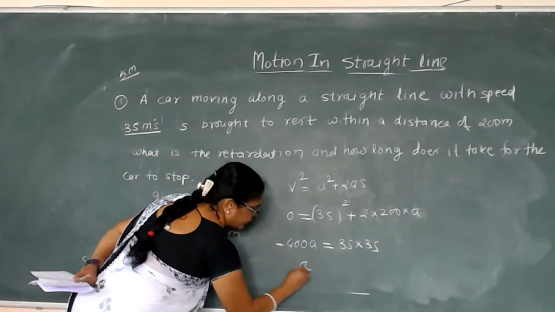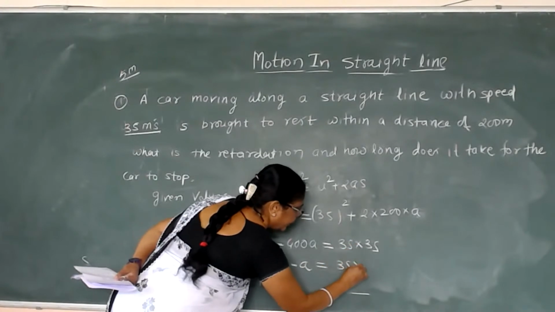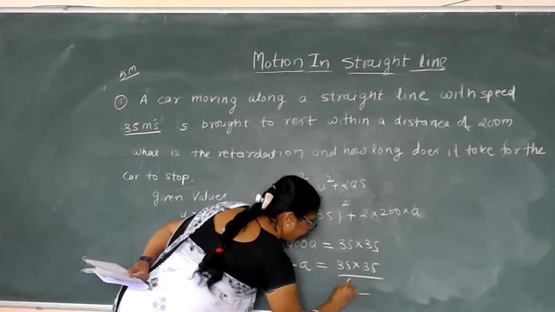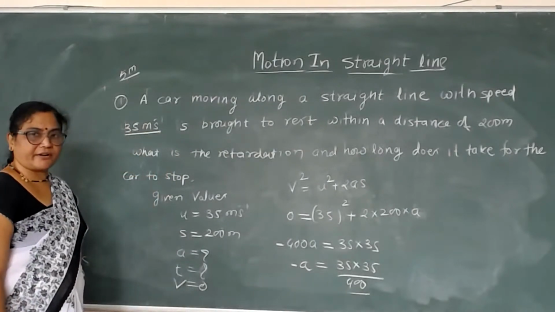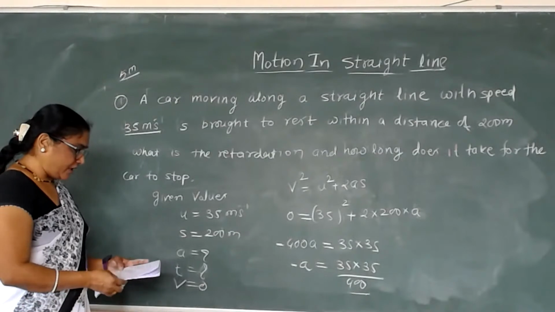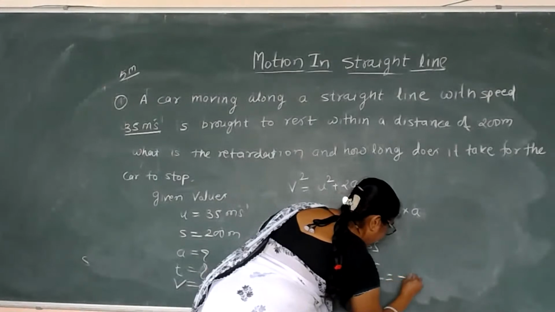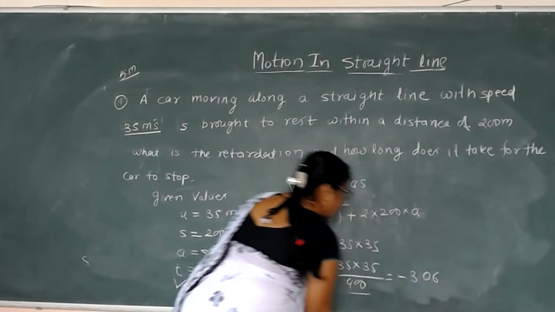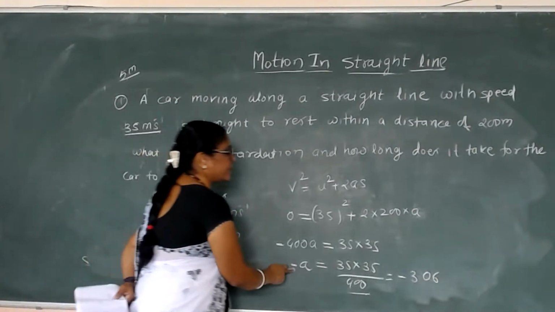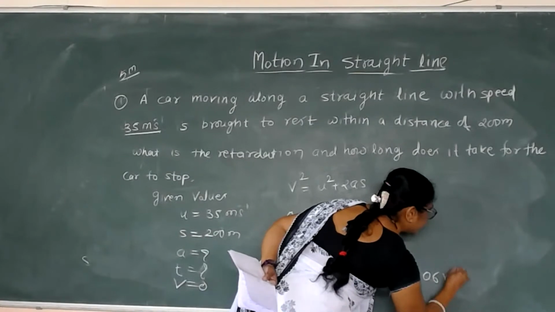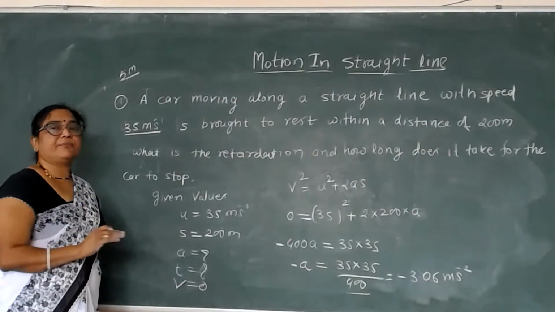Therefore, a is equal to minus 35 into 35 divided by 400. Calculate this and we get the answer minus 3.06. So here, what is the unit given? That is meter per second. Therefore the acceleration is equal to minus 3.06 meter per second square. This is the answer for the first part.